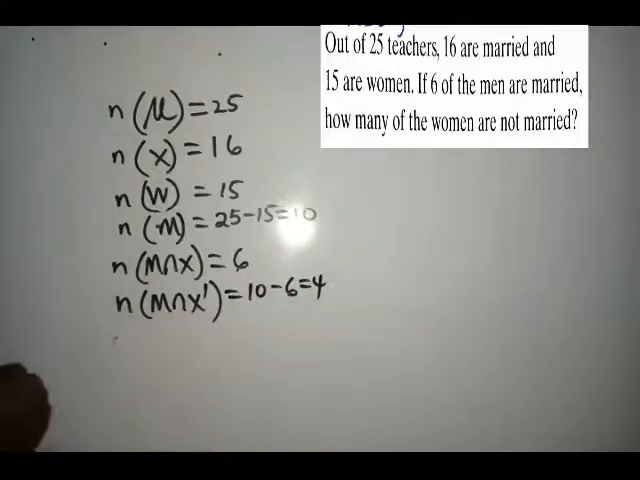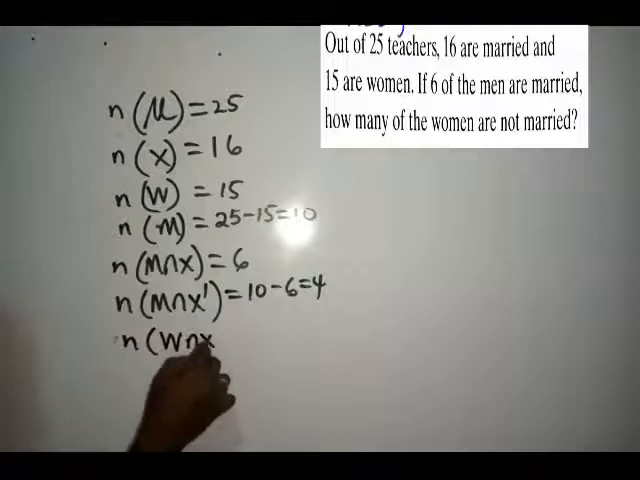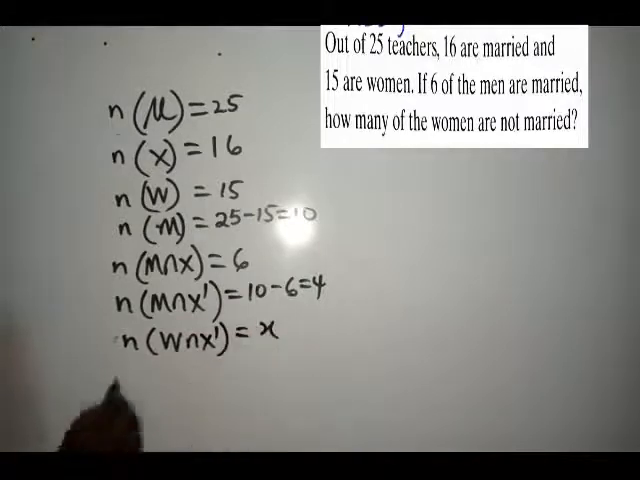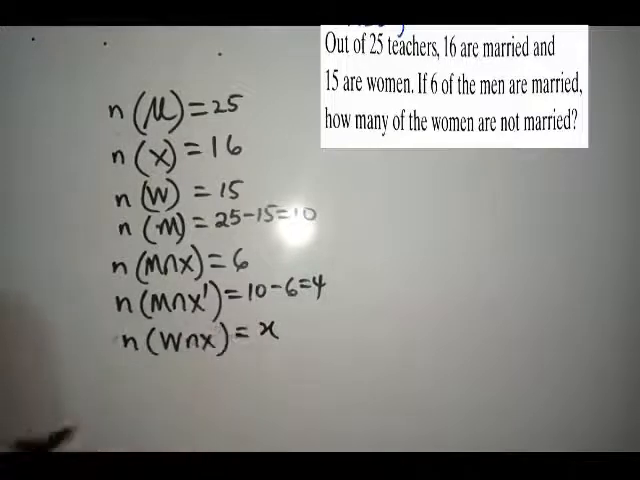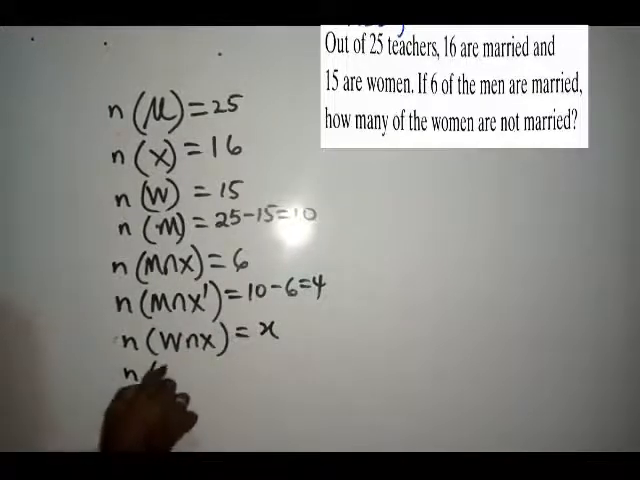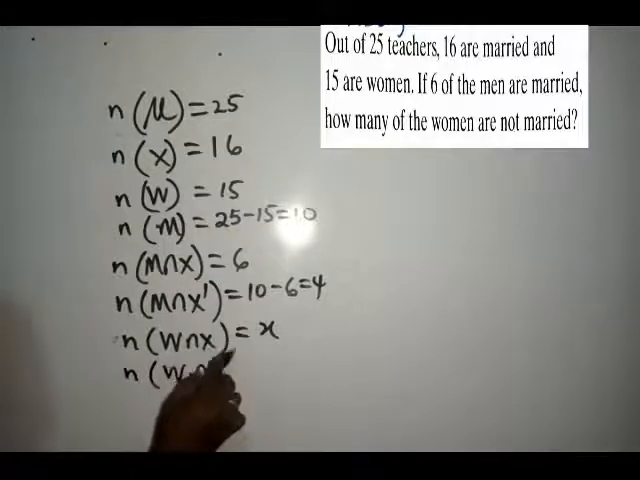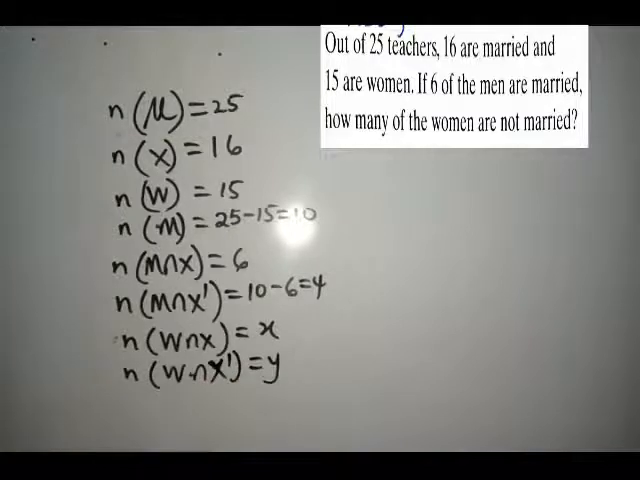So let's continue. How many of the women are not married? So we are looking for a number of women that are not married. Let me call number of women that are married, x, and let's call number of women that are not married, what we're actually looking for, y. Let's call that y.